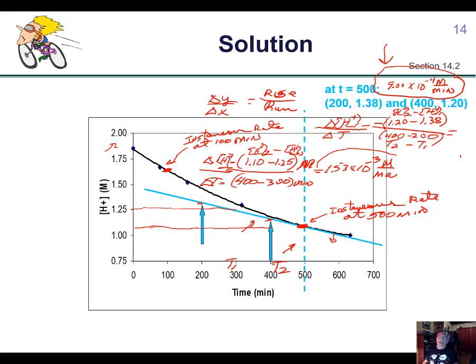And so this is the rate at 100 minutes, 1.53 times 10 to the minus 3 molar per minute. This is the instantaneous rate at 500 minutes, 9.00 times 10 to the minus 4 molar per minute, a lower rate.